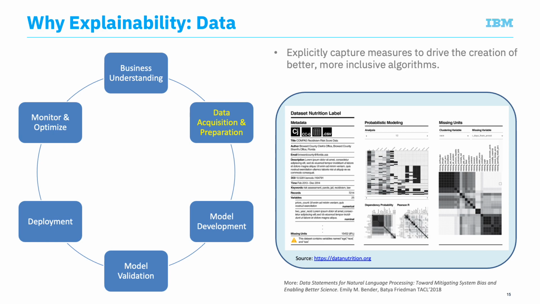As such, it is really important to explicitly capture measures to drive the creation of better and more inclusive algorithms. There has been quite a bit of work in this area in recent years, such as dataset nutrition labels and data statements. All this work seeks to do is to capture key aspects of each dataset to make all the different information as transparent as possible.